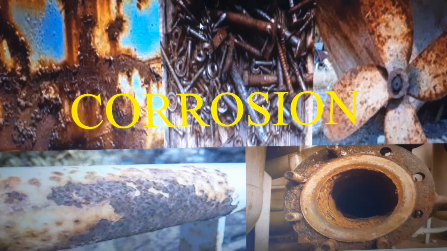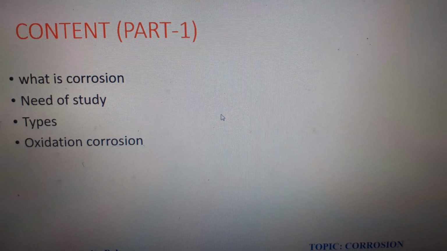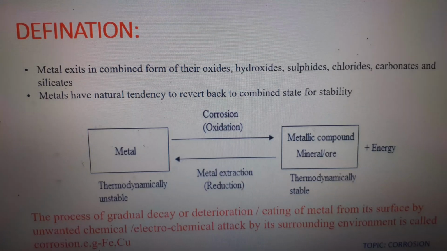As you can see in the picture, even a layman can tell you that this happens in metal because of corrosion. Now why does this corrosion take place? You know that most of the metals exist in their oxides, hydroxides, sulfides, chlorides, carbonates, and silicates form, which we also call ores or minerals.